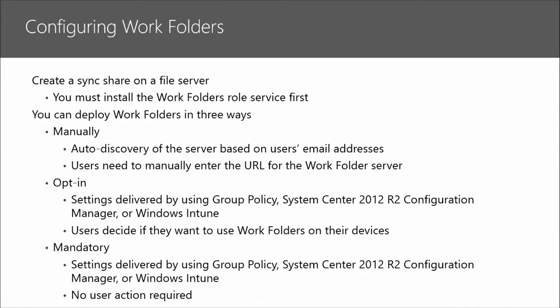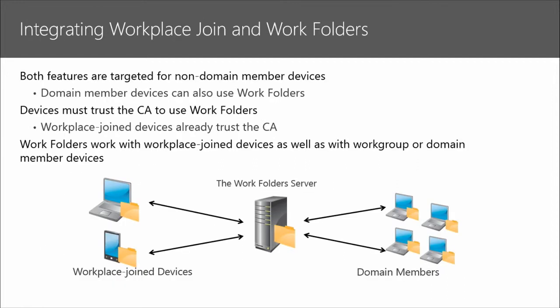Okay, let's keep going. And how do you configure this? You install the Work Folders role service on your server. You create a sync share in the file server. We'll do that in the demo. And then you can tell your users to connect manually, or you can use Group Policy or System Center.